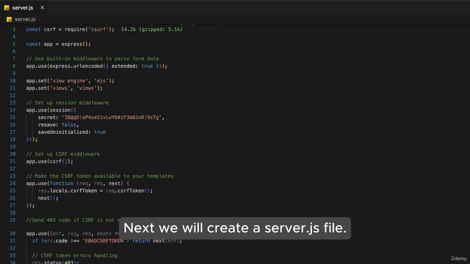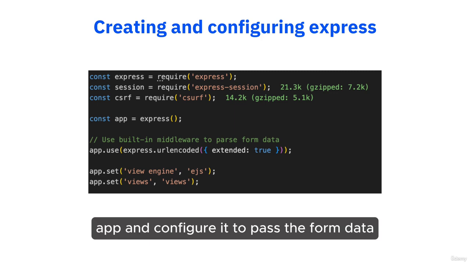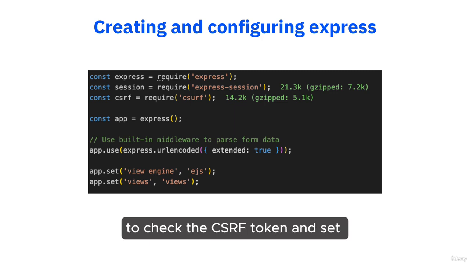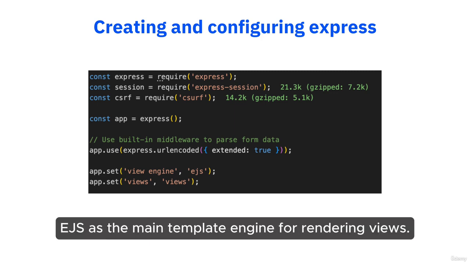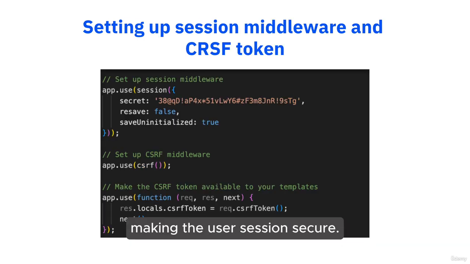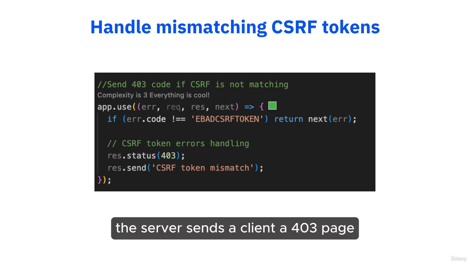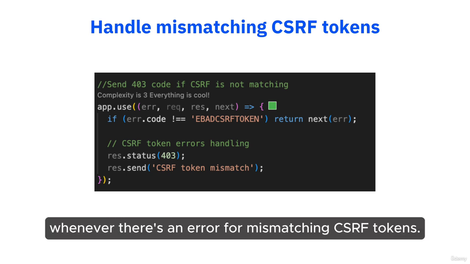Next, we will create a server.js file. In the file, we will create an Express app and configure it to parse the form data to check the CSRF token and set EJS as the main template engine for rendering views. The file also creates an Express session and CSRF middleware, making the user session secure. Then, in this section, the server sends the client a 403 page whenever there's an error for mismatching CSRF tokens.